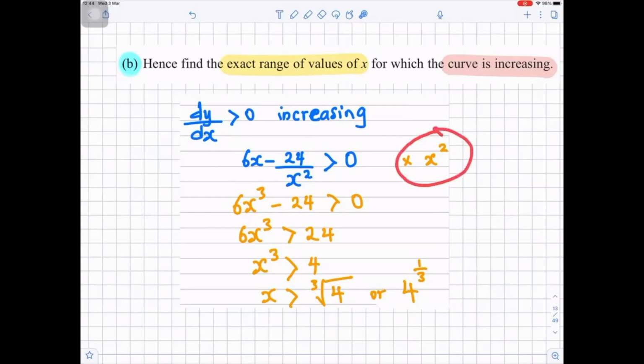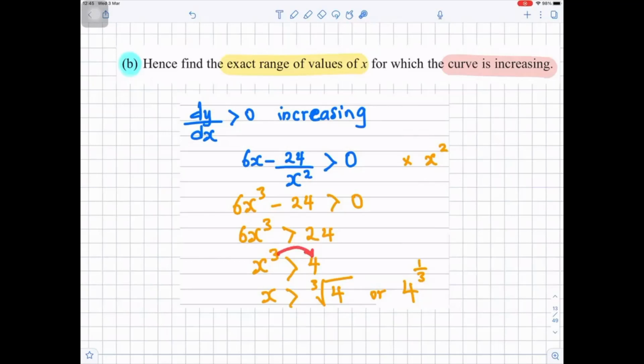So we can multiply everything by x squared. That gives us 6x cubed minus 24 is greater than 0, because this x squared here would cancel, and x times x squared will give you x cubed, and x squared times 0 will give you 0. So we take 24 to the right-hand side. It becomes positive 24. So 6x cubed is greater than 24. You divide by 6. 24 divided by 6 is 4. x cubed is greater than 4.